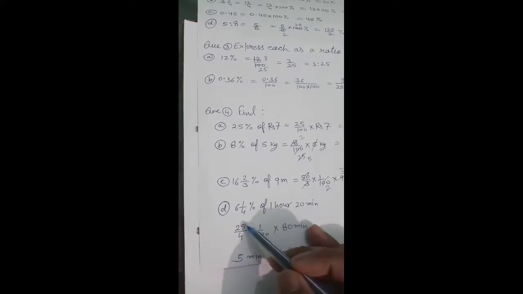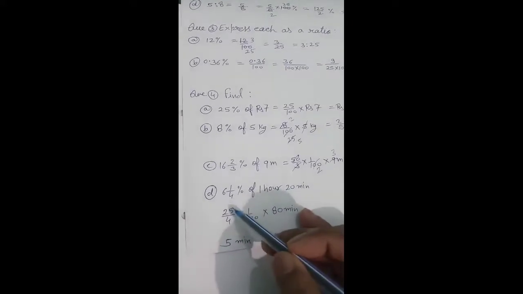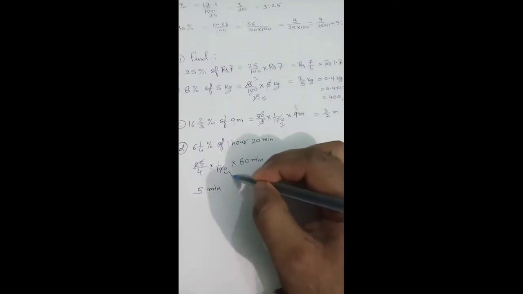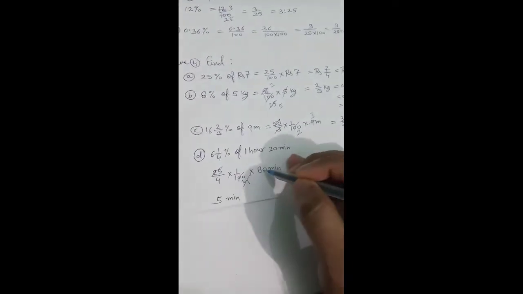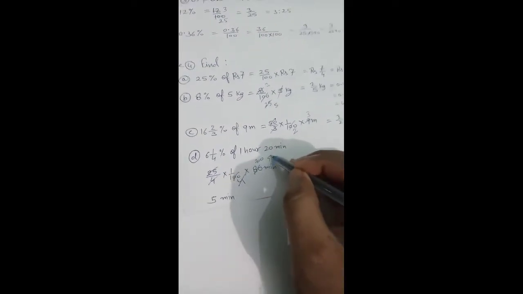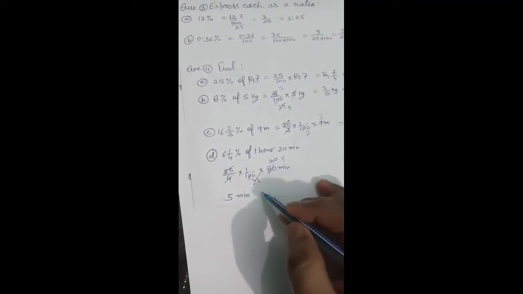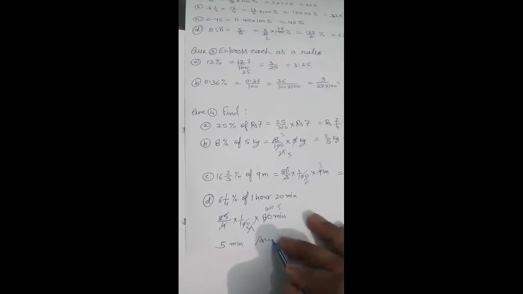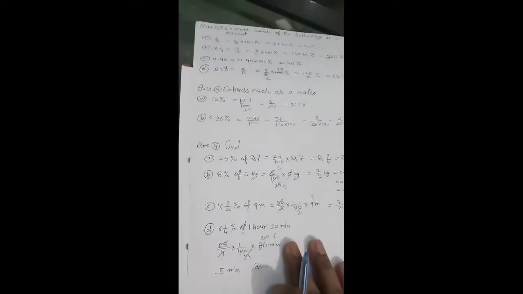Now solve this one. 25 dividing 100 by 4 times. Now 4 dividing 80 by 20 times, and 4 dividing 20 by 5. So your answer is 5 minutes. Understood?